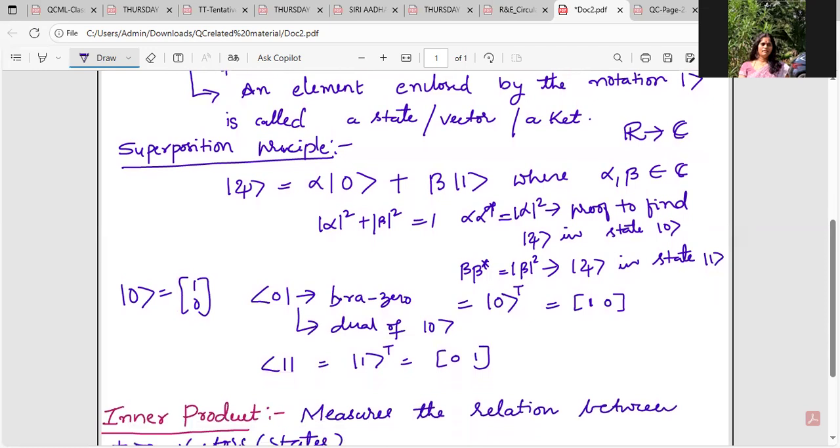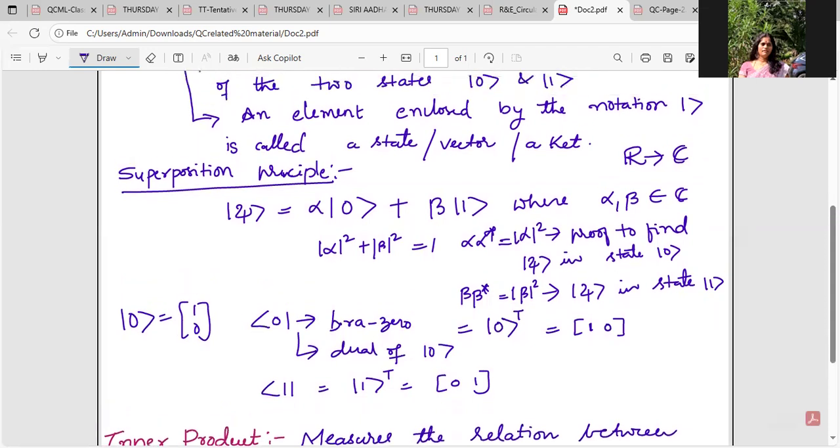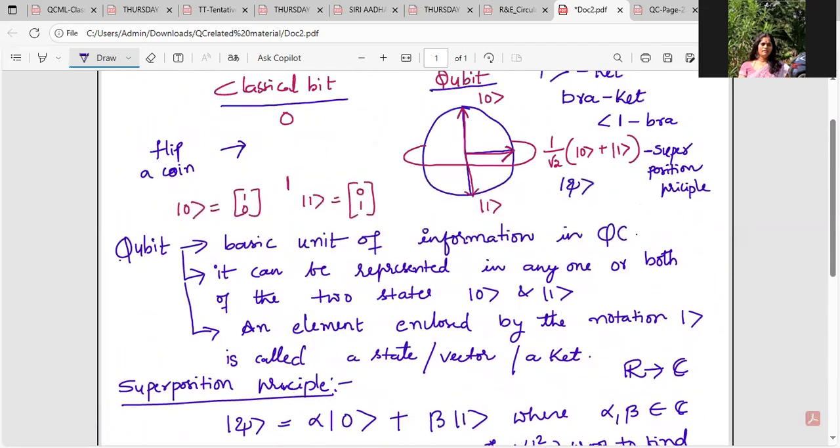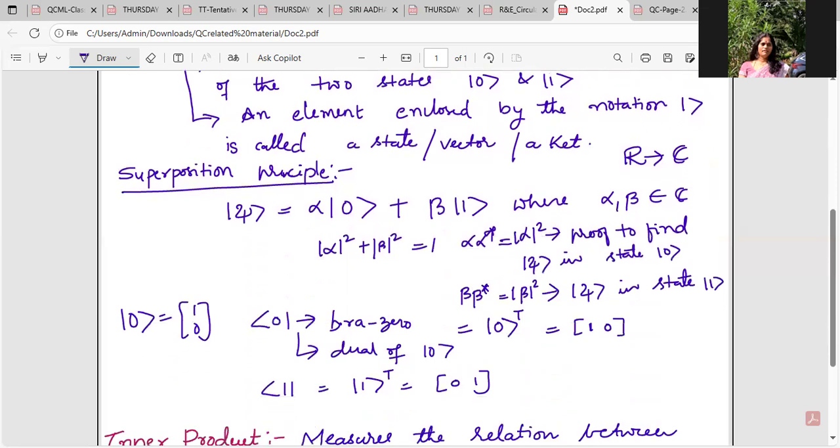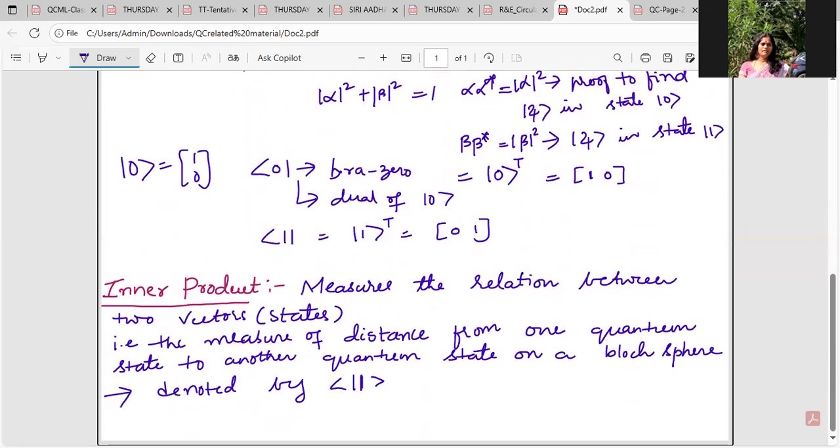What exactly is the inner product? Of course, as I have shown you, with a classical bit it's just being in the state either 0 or 1. When it comes to a qubit, it can be anywhere when it is flipping. Usually, these things are represented on a Bloch sphere. This spherical representation is the representation for the Bloch sphere. Usually all the states are supposed to be represented on this Bloch sphere.